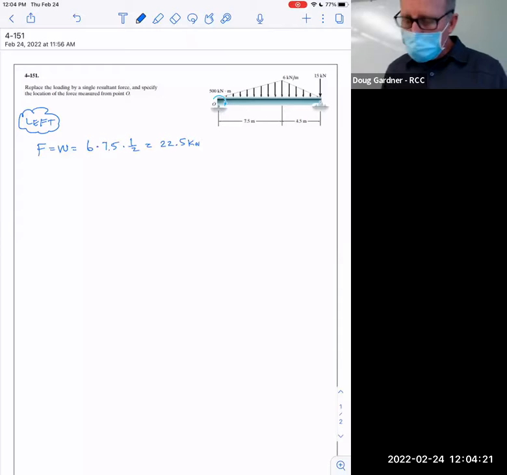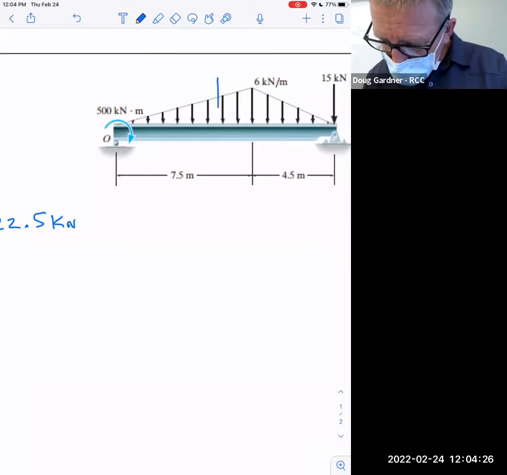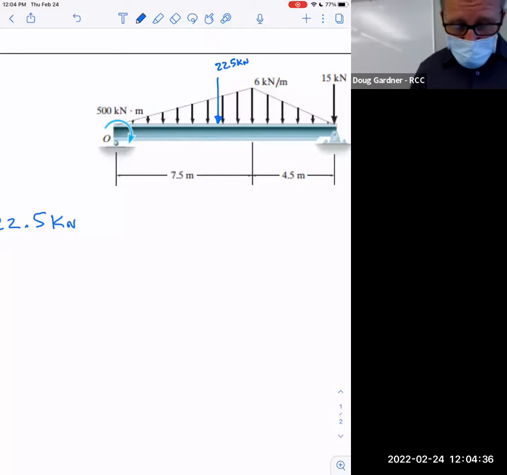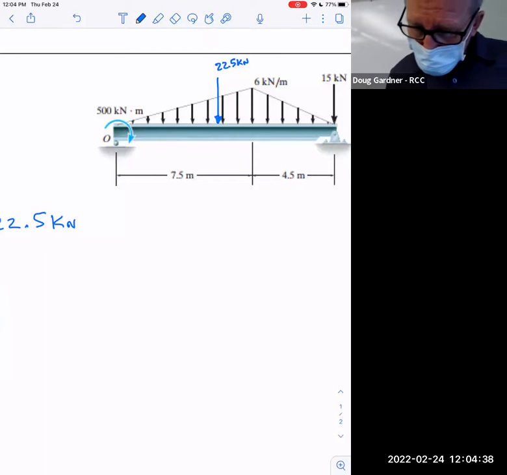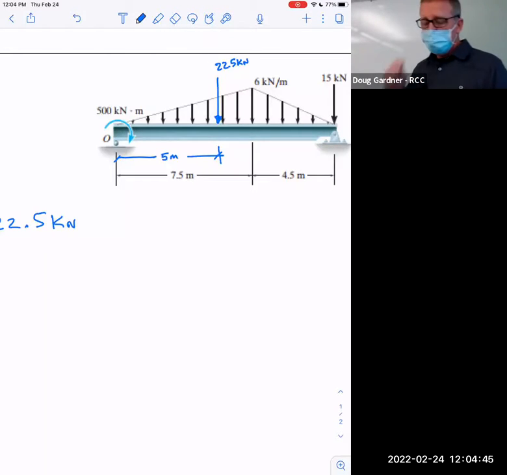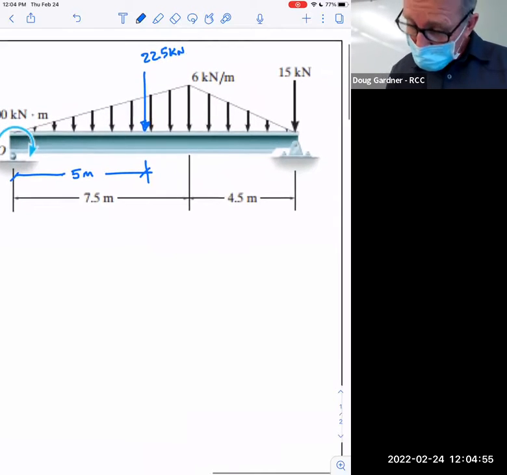Do you understand where that's located? Eyeballing it, that'd be about here, 2/3 of the way over. Well, 2/3 of 7.5 is 5. So I might as well add that in here. You agree with that? So I have the weight. I used to have a billion forces. Now I just have one, 22.5, and I know where it is: 2/3 of the way over from the short side. Same thing on the other side.